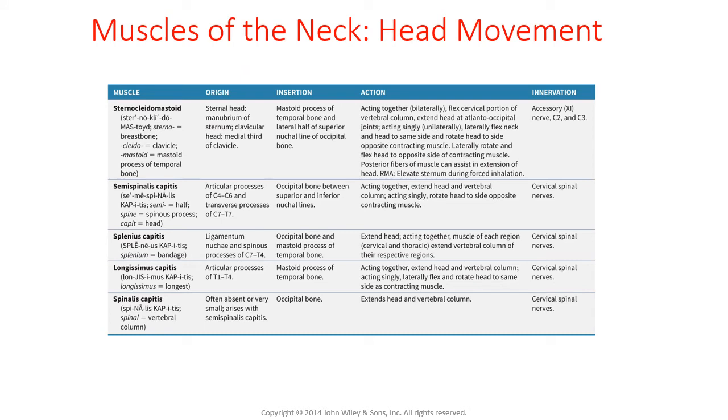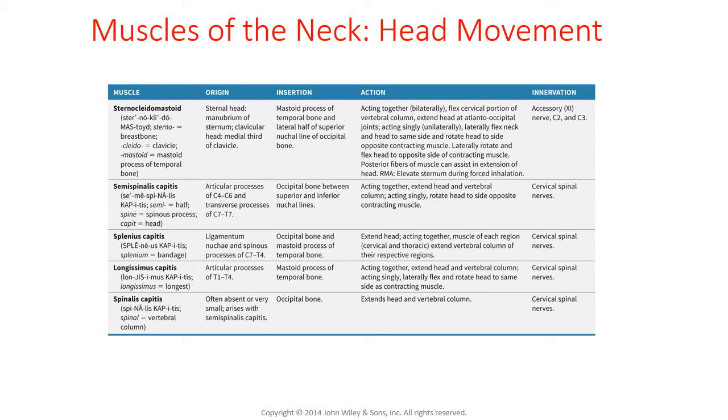So again, we see the sternocleidomastoid. The sternocleidomastoid is a very unique muscle because if you have a muscle on the left, the sternocleidomastoid, when it contracts, it pulls the head to the opposite side. So contracting on the left side rotates the head to the right.